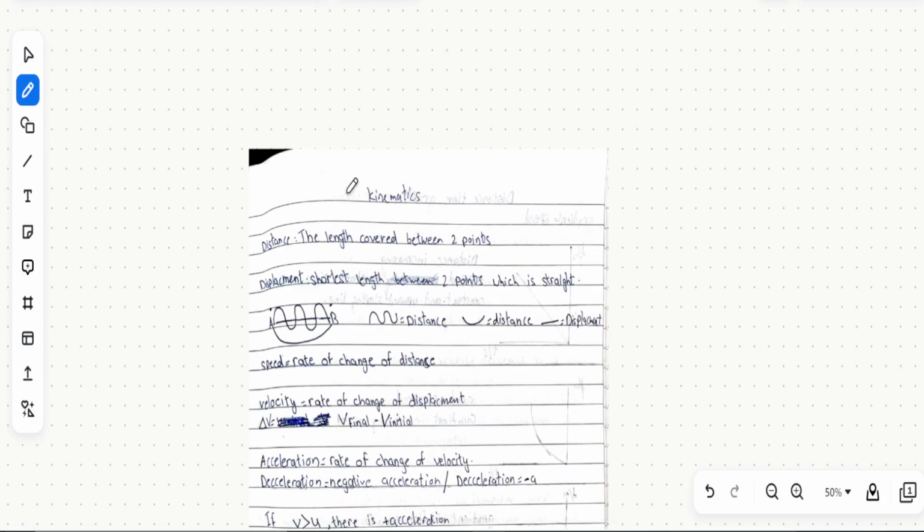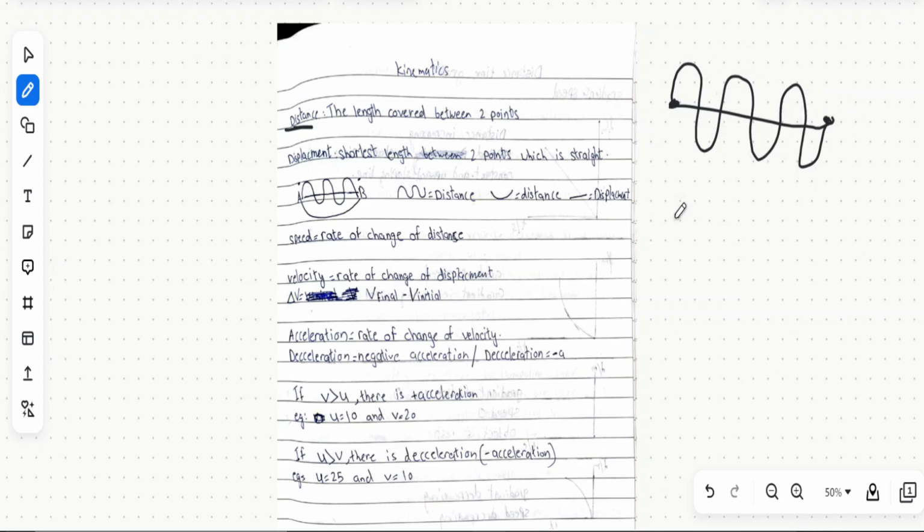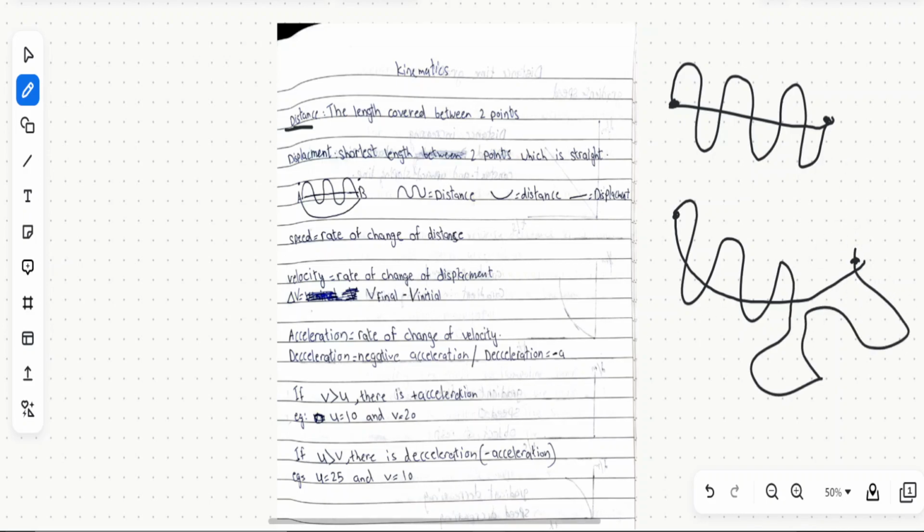So in kinematics, you have two types of distance. You have the distance, right? The distance is the length that is covered between 2 points. So if you have 2 points, it can be any 2 points. So let's say this path is my distance. Now I can also travel like this as well, and this can be my distance as well. And similarly, I can go from here to here, like this. Point is, any length covered between 2 points is called my distance.